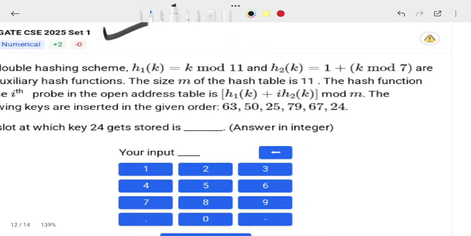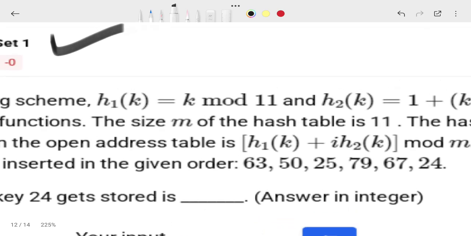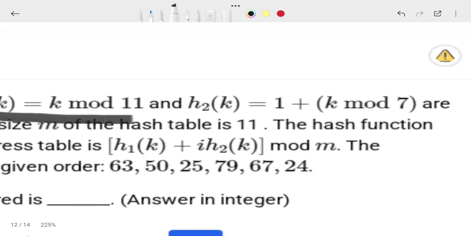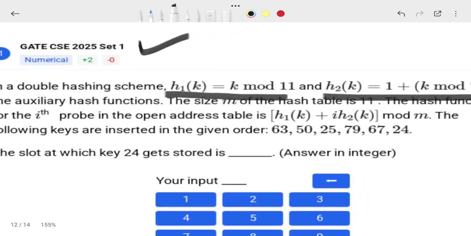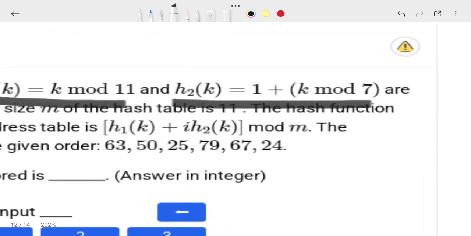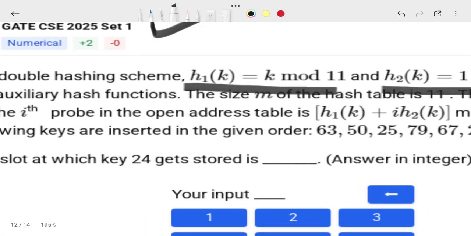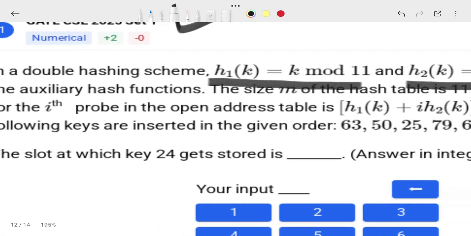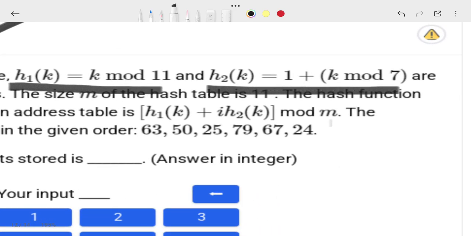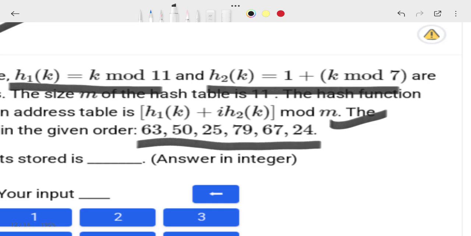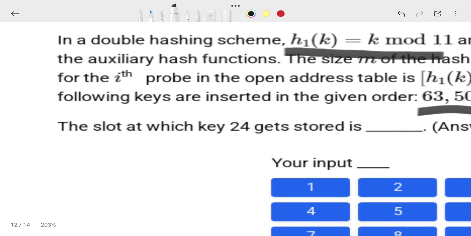Okay, so now next, this question came in your GATE 2025. What he is asking, this is also double hashing. Same question. H1(k) is equal to k modulo 11 and H2(k) is equal to 1 plus k modulo 7 are the auxiliary hash functions. The size of the hash table M is 11. The hash function for the i-th probe in open addressing, this is your main hash function. Your key value is this. Now what he is asking, the slot of 24. Where is 24? He is asking.